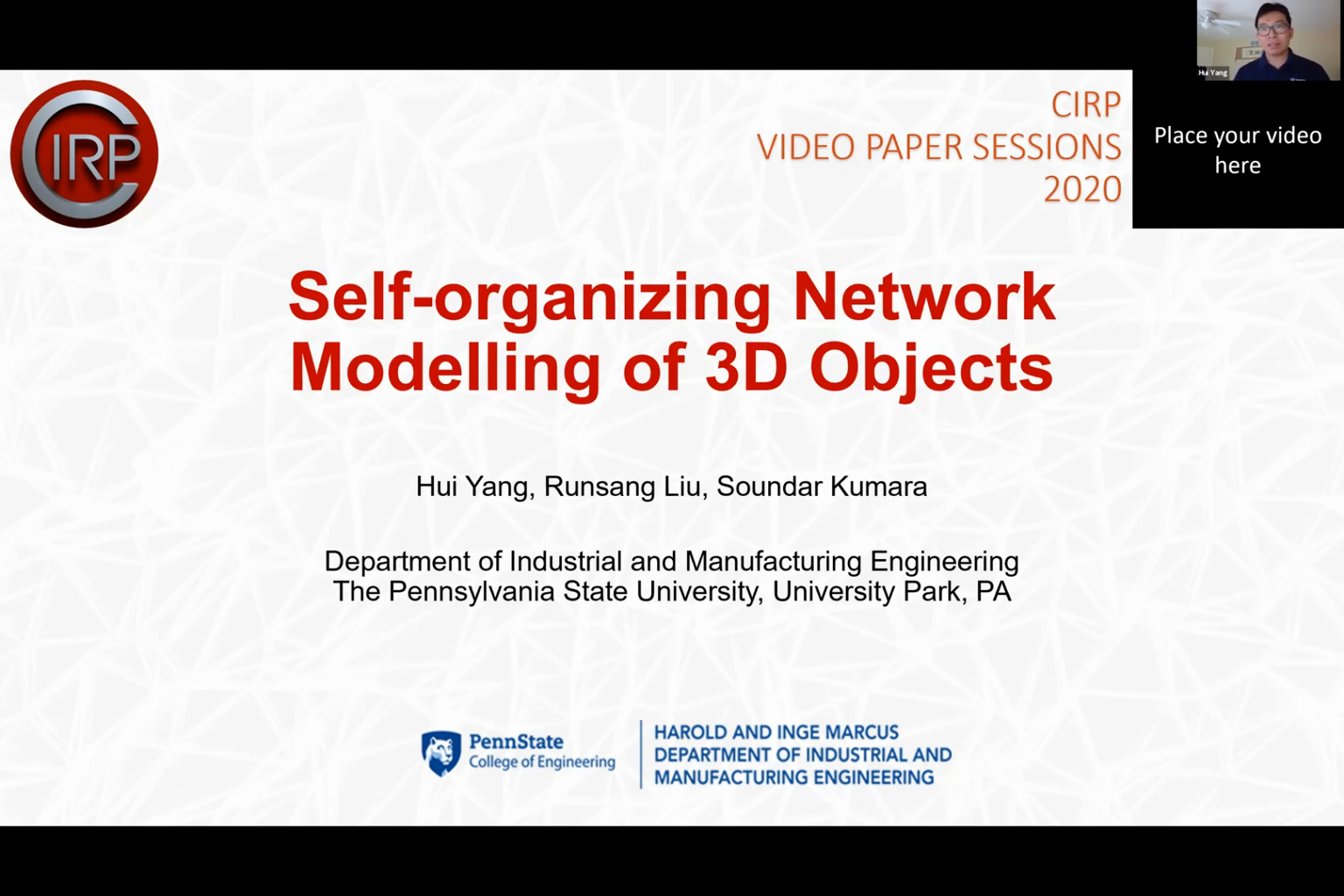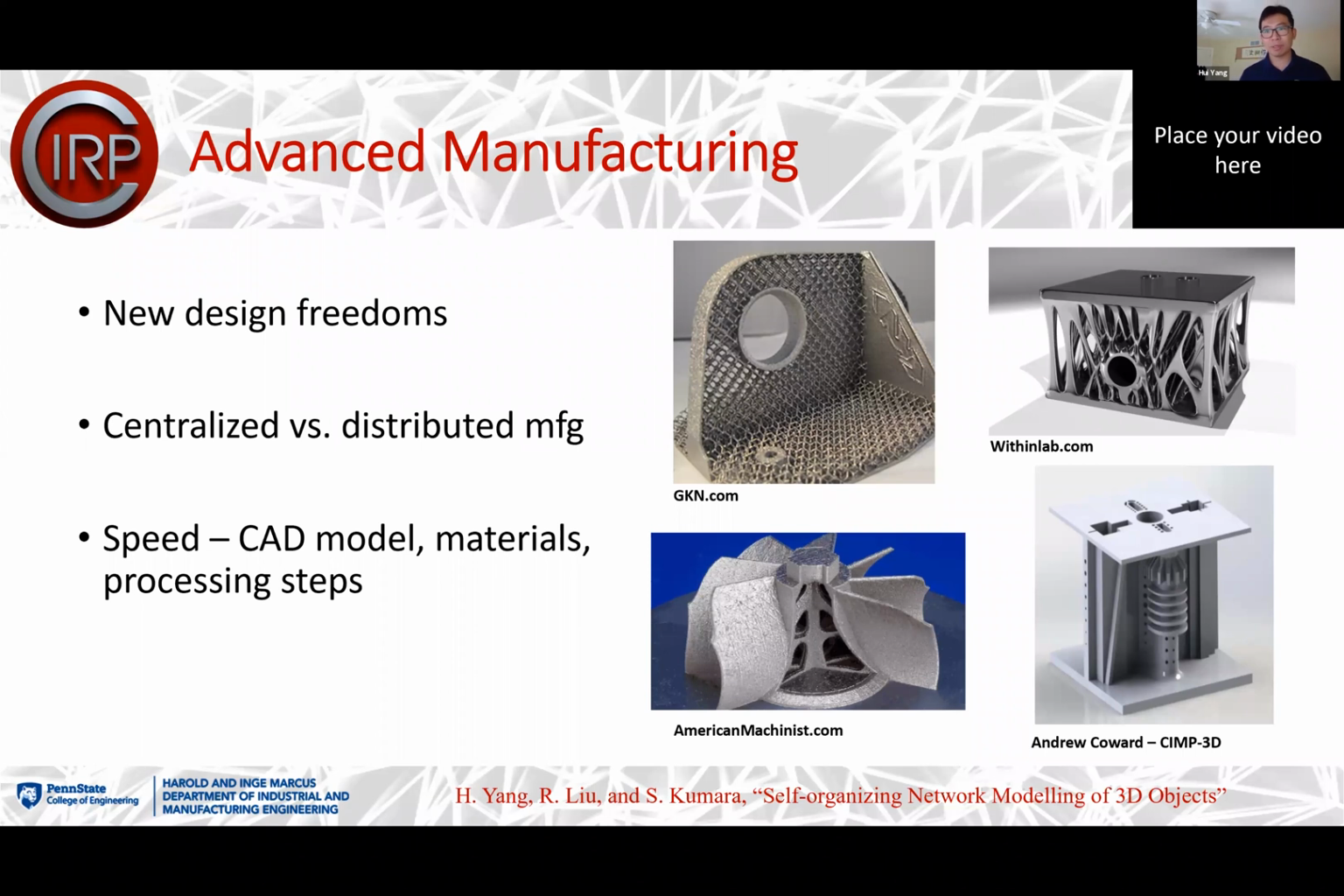So before we get started, let's have a look at advanced manufacturing. For example, the additive manufacturing. Additive manufacturing produces the complex designed parts layer by layer. This gives us a lot of design freedoms, okay? And you can imagine that a person can sit at home and receive the design and print the parts with a 3D printer and then ship to the customer.